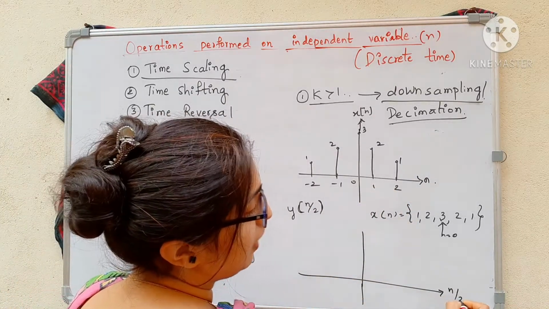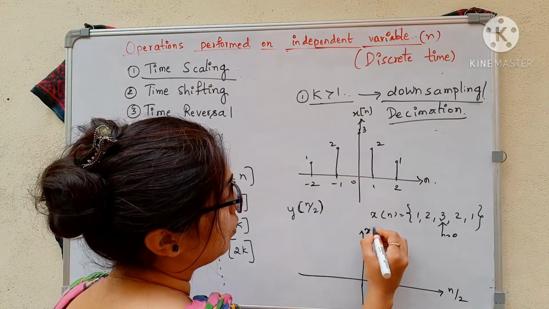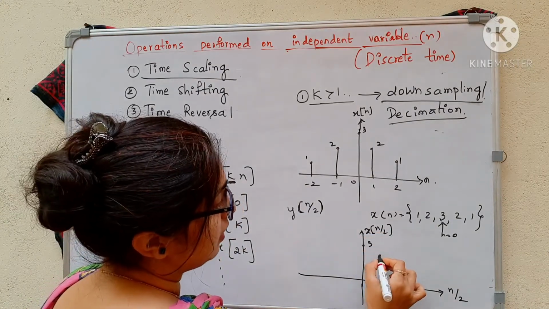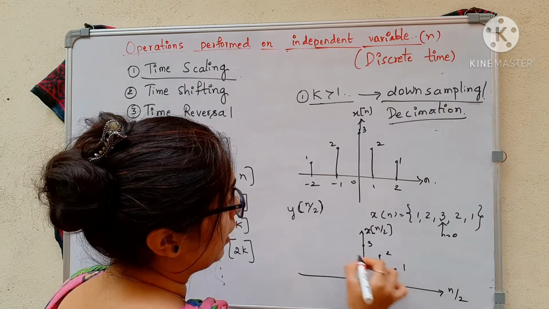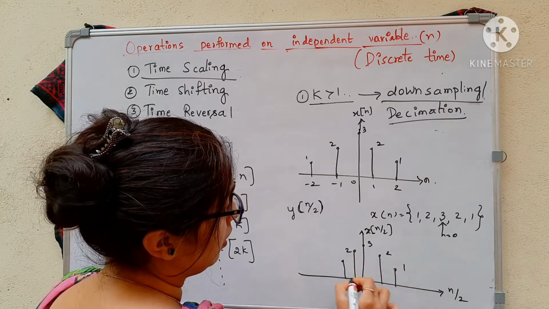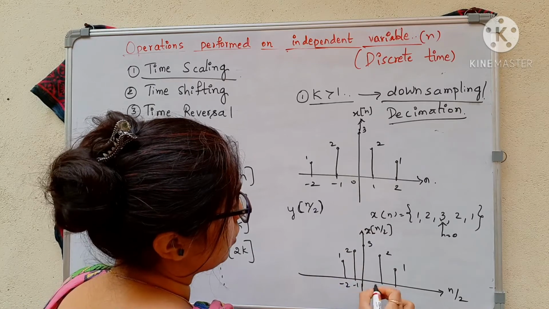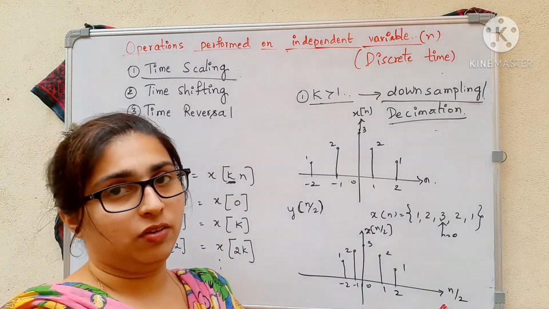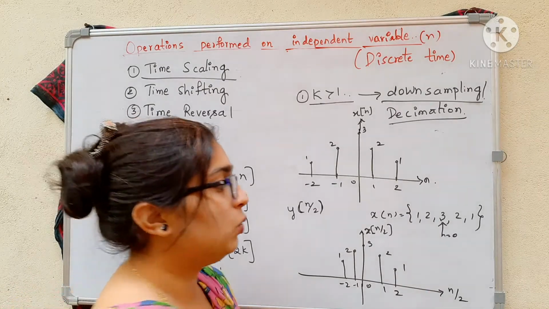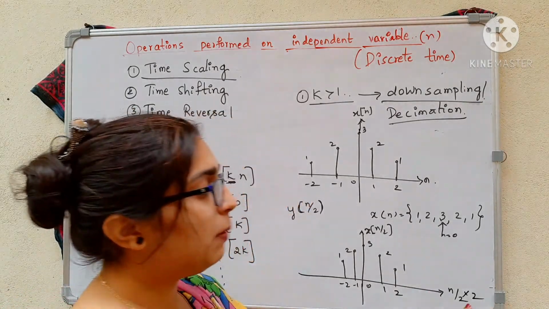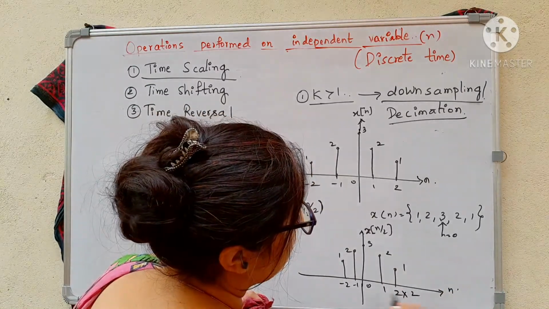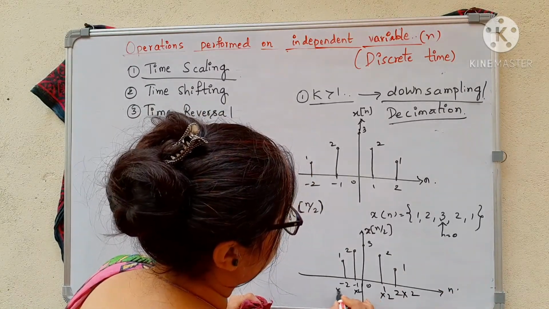See, in case I consider this as n by 2, I will have the same signal here, no change: this is 2 and this is 1. No change in the signal. But with respect to n, what happens? I have to find it with respect to n. So what I will do? I will multiply it with 2, so I will get n. So everything will be multiplied with 2.